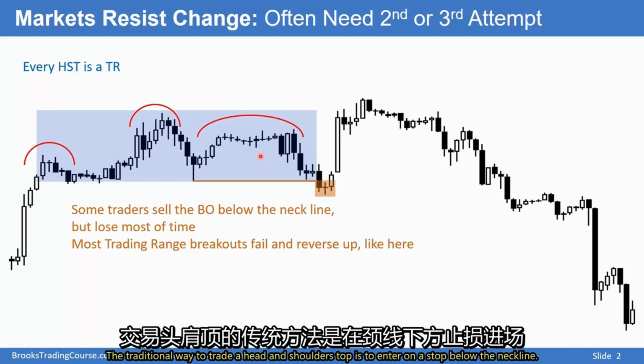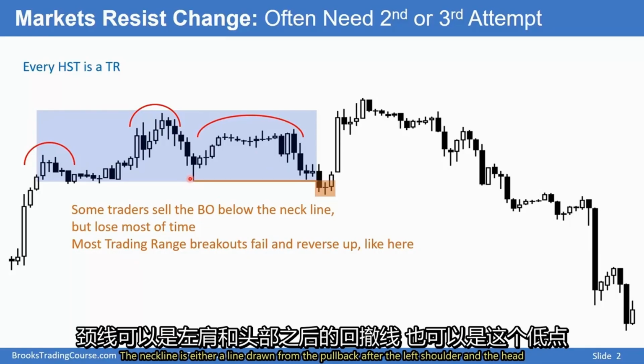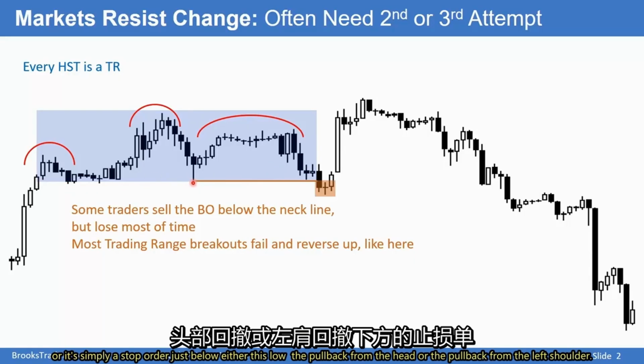The traditional way to trade a head and shoulders top is to enter on a stop below the neckline. The neckline is either a line drawn from the pullback after the left shoulder and the head, or it's simply a stop order just below either this low, the pullback from the head, or the pullback from the left shoulder.